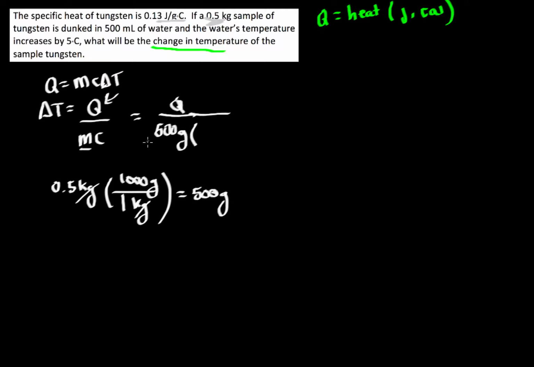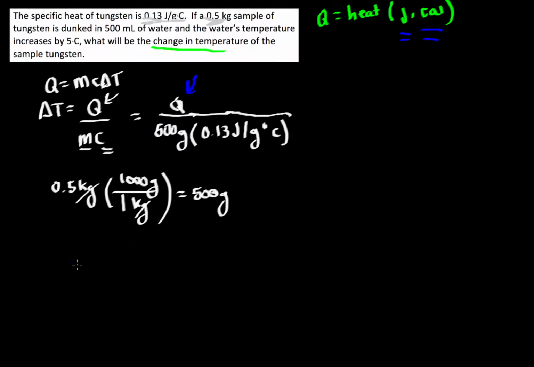We are also given the specific heat capacity for tungsten. That's up here, the 0.13. So we'll just put this here, 0.13 joules divided by grams times degrees Celsius. So we are left with the dilemma regarding our Q value. We don't know how much joules or calories tungsten lost when it was dunked into the water.